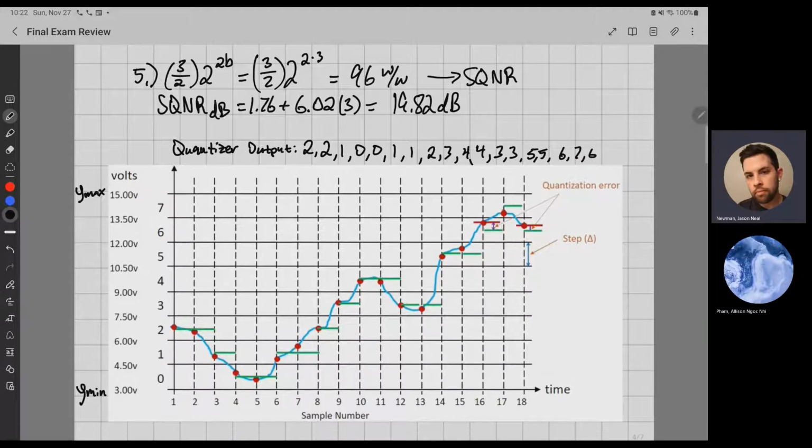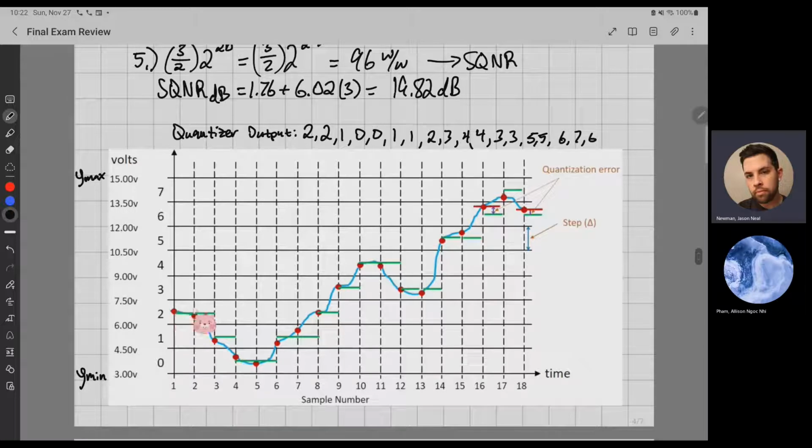So basically you're just, right where the data point is, 2 2 1 0 0 1, and you're getting the values from in between these ranges, or in between this step size. So that's how the quantizer output works.